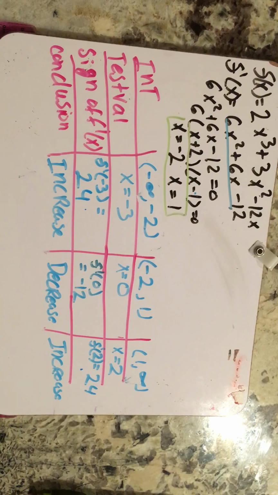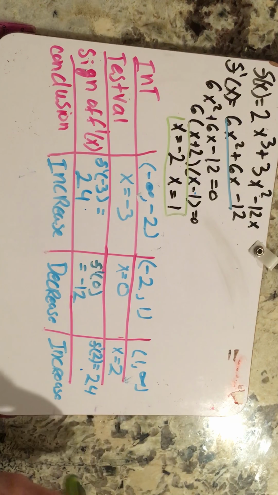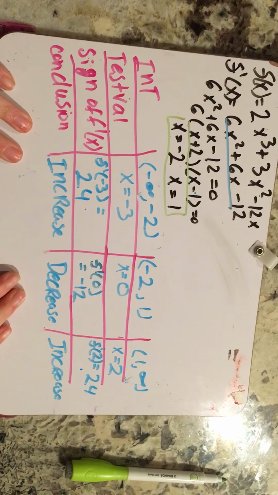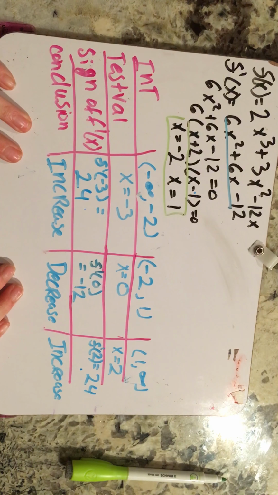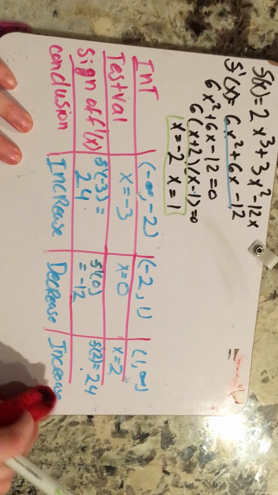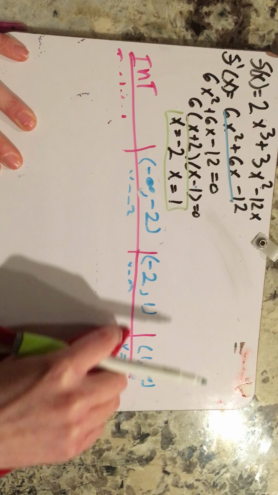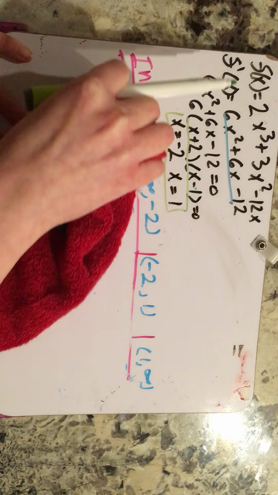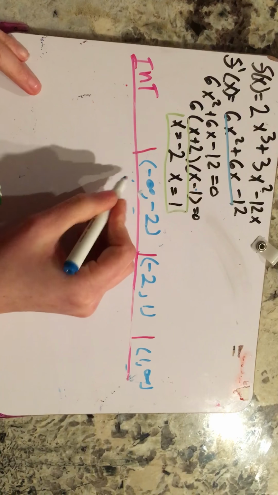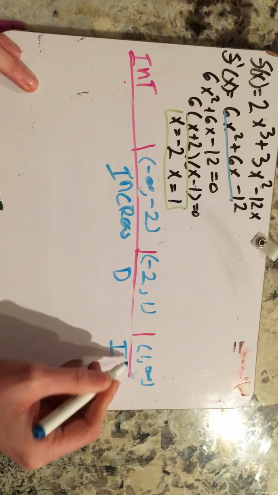Okay, so to do our value test, what we have to do is actually take our critical numbers and plug them into our original equation. So, for the most part, I don't need this anymore, but I do need some of it. I need to know my intervals, and I need to know my conclusion. So, I'm going to erase part of this for right now so I have more room to work. But we know that right here, this was increase, this was a decrease, and this was an increase.